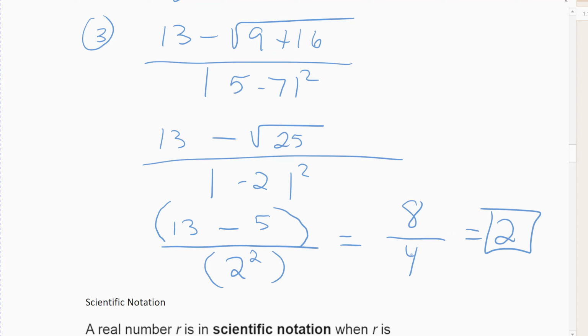Alright, and so that was practicing order of operations. So making sure you know order of operations. And so I'm going to stop the video there. I'll pick up the next set of notes, scientific notation, on the next video.